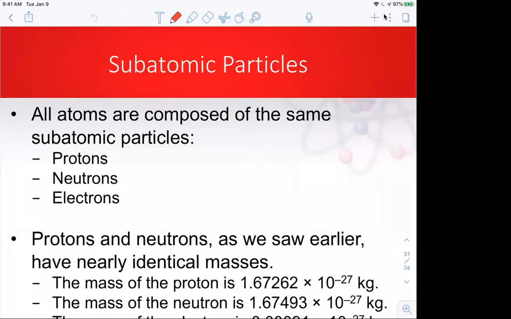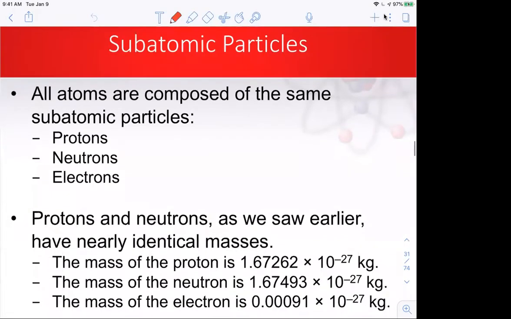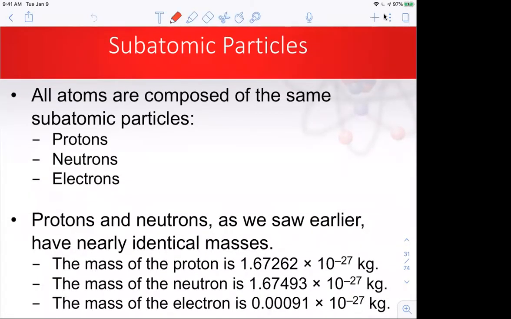All right. So the first lecture was all about the history of how atomic theory developed and how we know that the atom has a nucleus and has various subatomic particles, which are electrons, protons, and neutrons. So we're going to use that information now and look more at atomic theory and how the atom is important in chemistry. So all atoms are composed of the same subatomic particles.